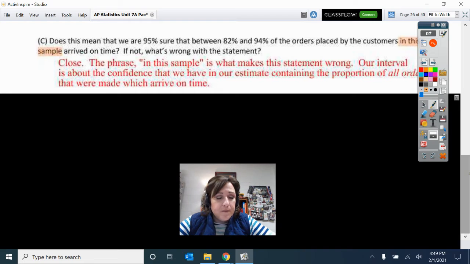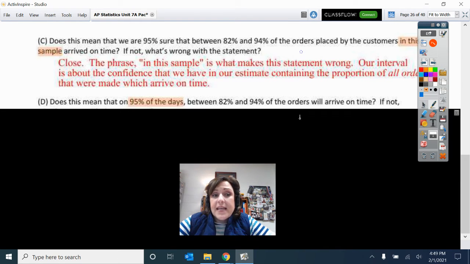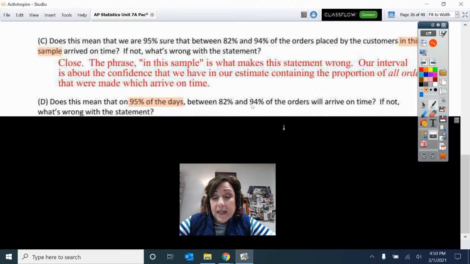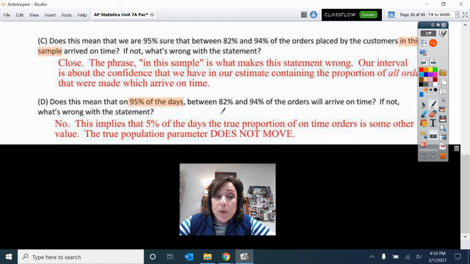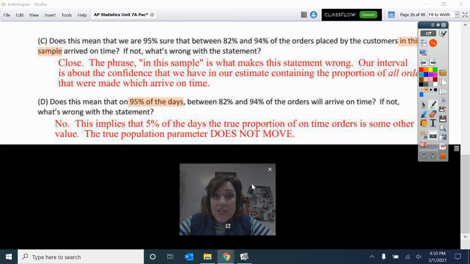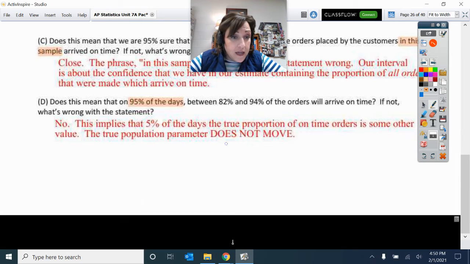All right, next is this one. Does this mean that 95% of the days, so 95% of the time, this is going to be the proportion of orders that arrive on time? If not, what's wrong with the statement? Hopefully you can tell this is saying 95% of the time, the true proportion will be in my interval, and the other 5% of the time, the true proportion will be somewhere else. That's implying that the true population parameter is moving around, sometimes this and sometimes that. That's not the case. It's a set value.